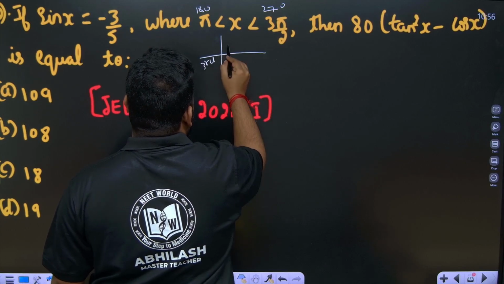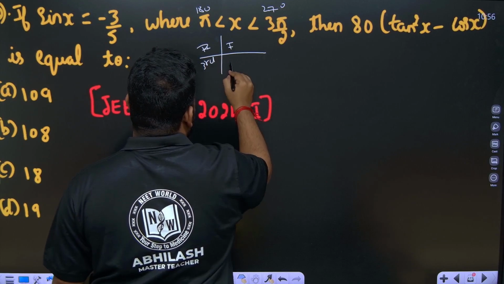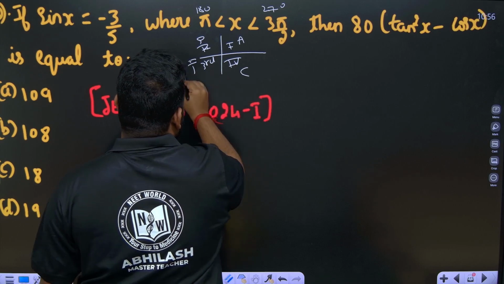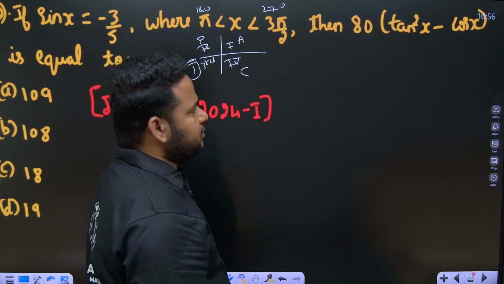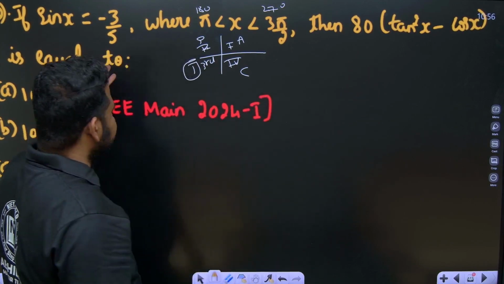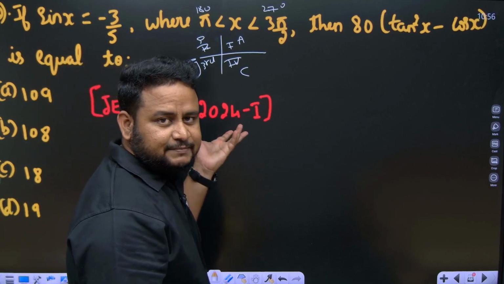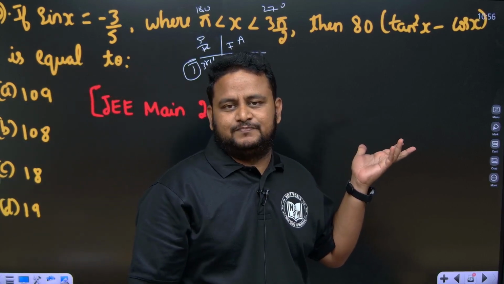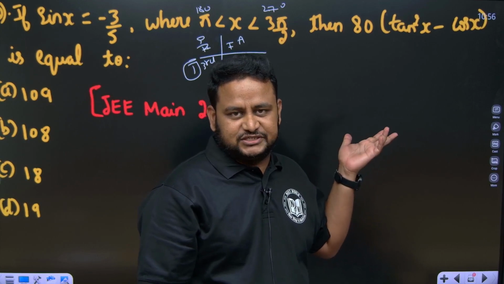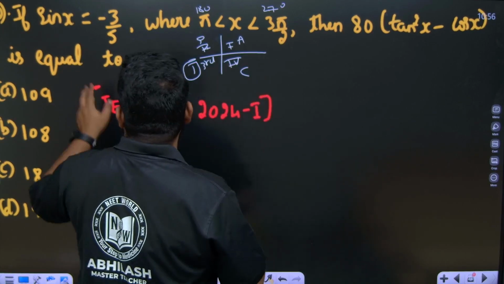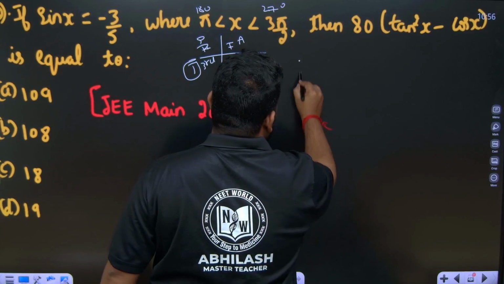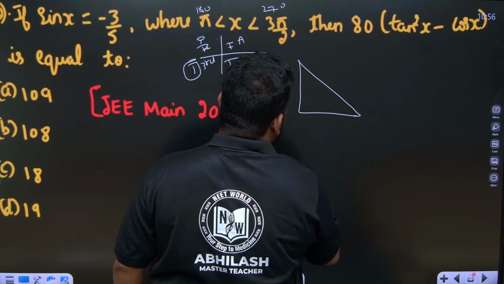Third quadrant: first, second, this is third quadrant, this is ASTC, let me write it, ASTC. So in the third quadrant, tan and cot are positive. Then find 80 times tan square x minus cos x. I don't know why this is a JEE Main question, this is a very simple question which everyone must solve if they have attended this session.